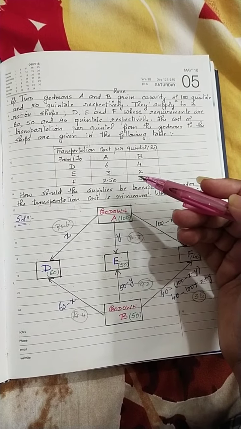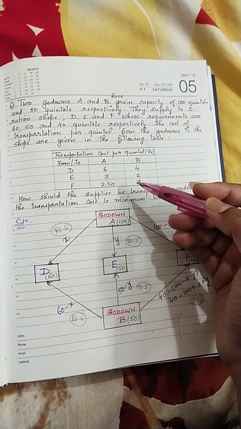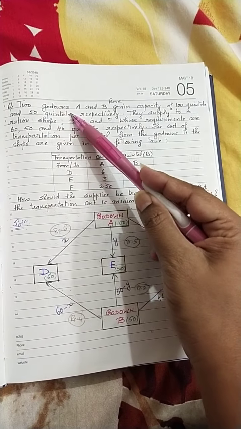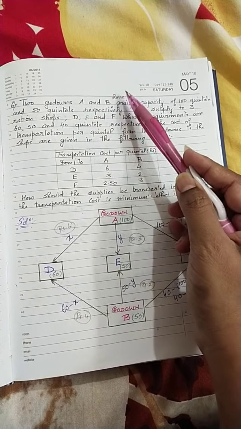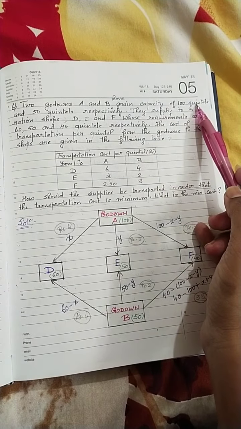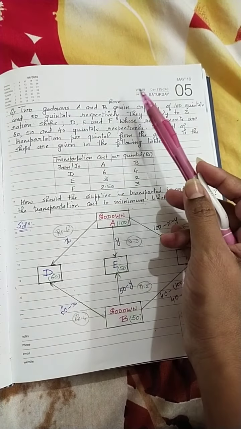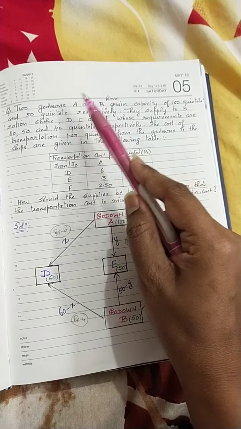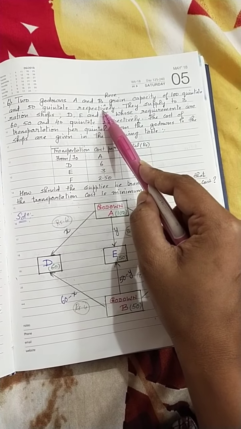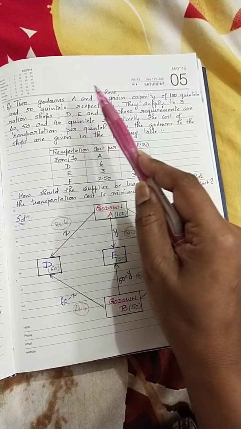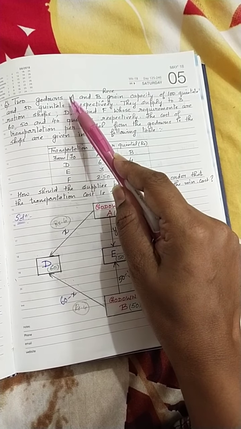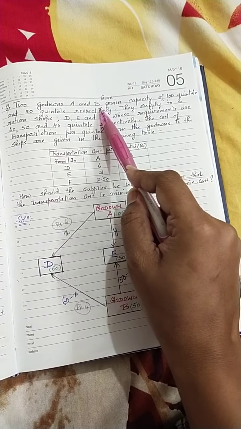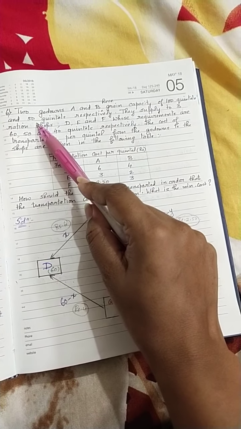Fine, so let's get into question number 6. Two godowns A and B have grain capacity of 100 quintals and 50 quintals respectively. So there are two godowns, namely A and B, and both have a certain grain capacity to store. In godown A you can store up to 100 quintals, and in godown B you can store 50 quintals.